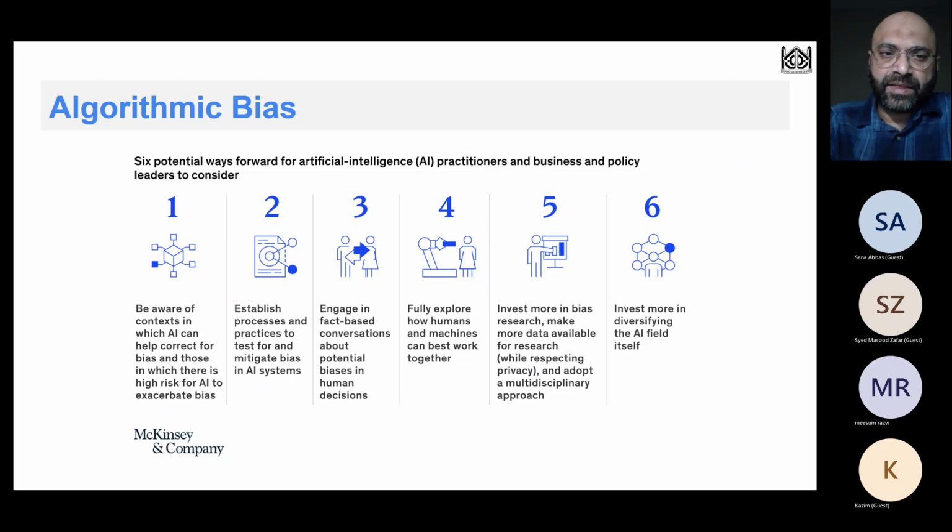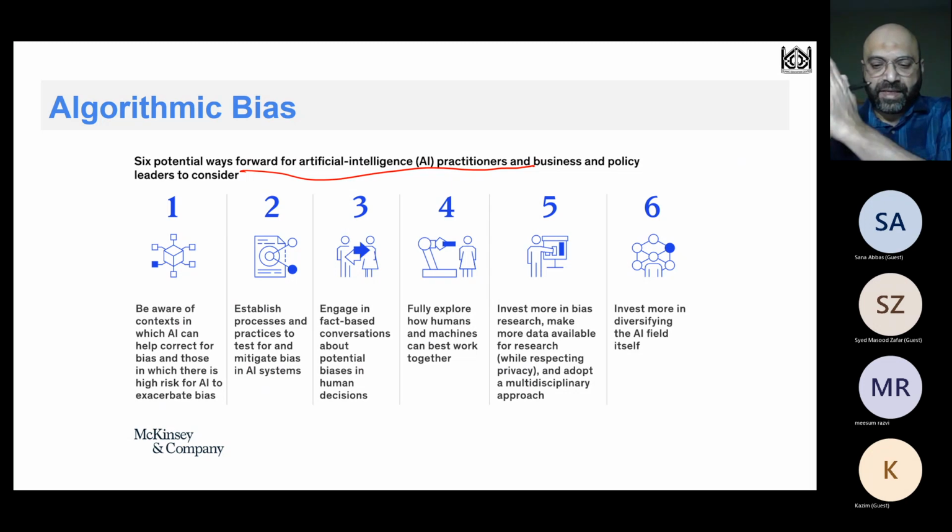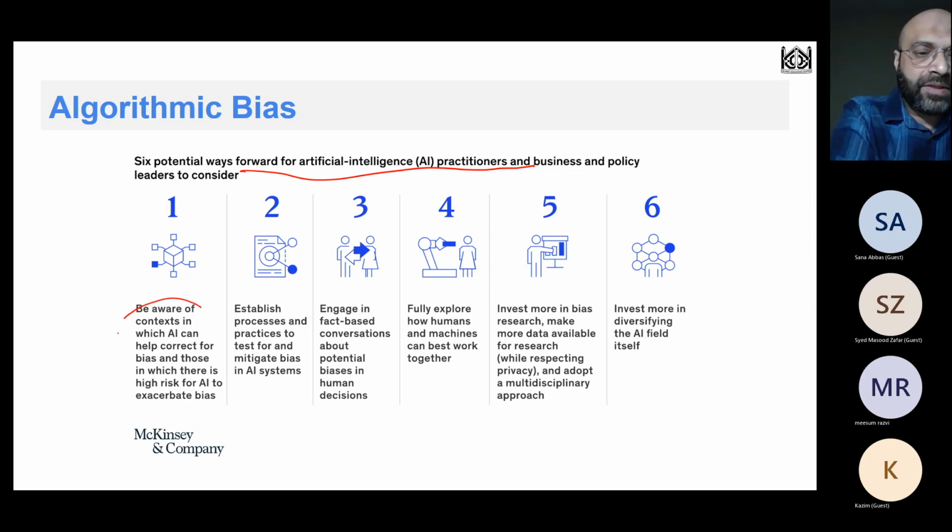And there are six potential ways. McKinsey and Company, one of the top leading consulting firms, came up with those; this is the crux of their study. Those six steps are a way forward for AI practitioners and business policy leaders to consider when writing the algorithm or cleansing the data, or looking at things from above and beyond those biases. So one is be aware of the context.